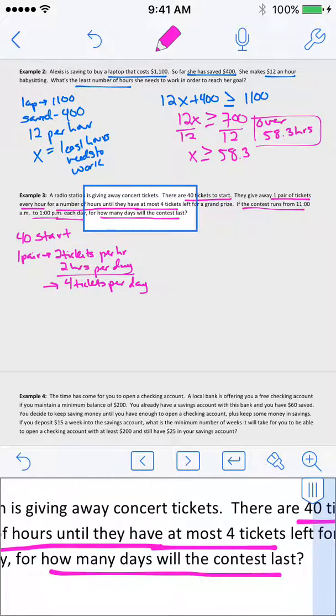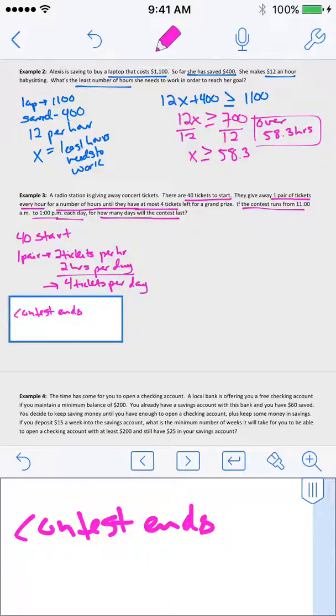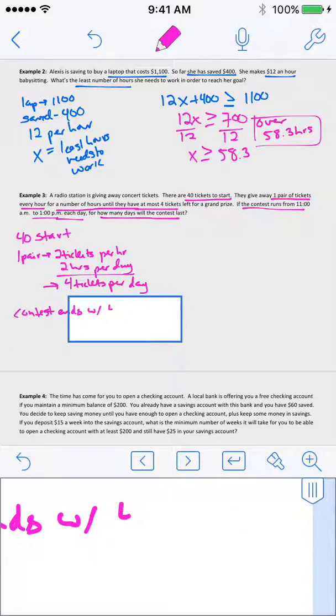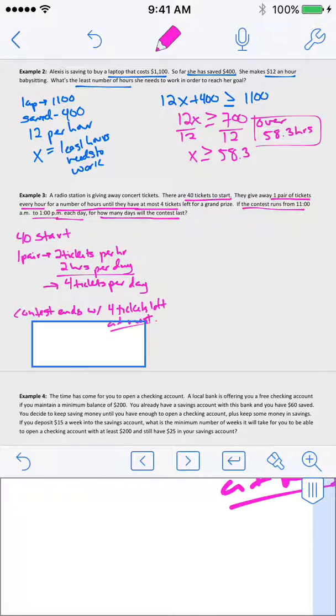Alright, that sounds a little more important since all the questions seem to be asking about days, right? And then lastly, until they have at most 4 tickets left. So the contest ends with 4 tickets left. At most. And that's a keyword right there, at most. So they can have 3 tickets left, but they just can't have 5 tickets left, right? At most 4 tickets left. Alright, so in that case, what is X?